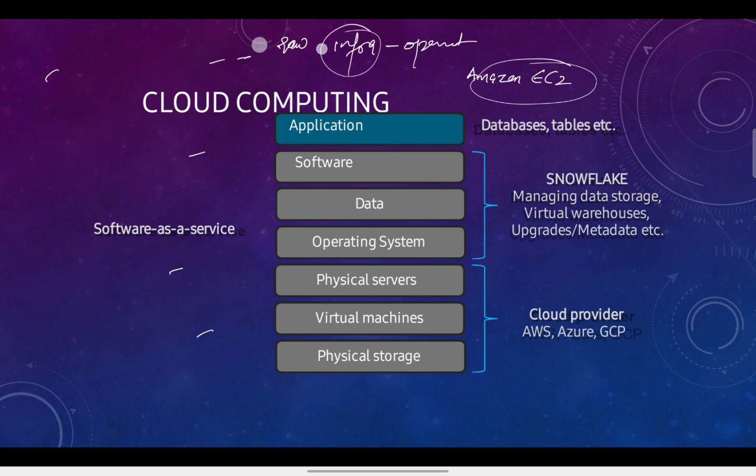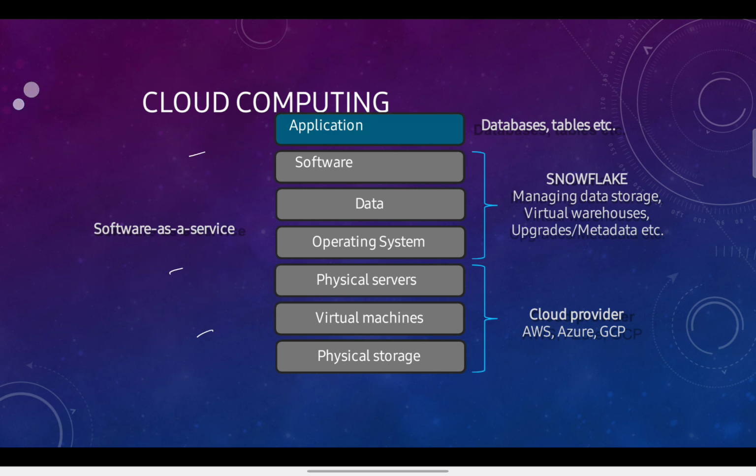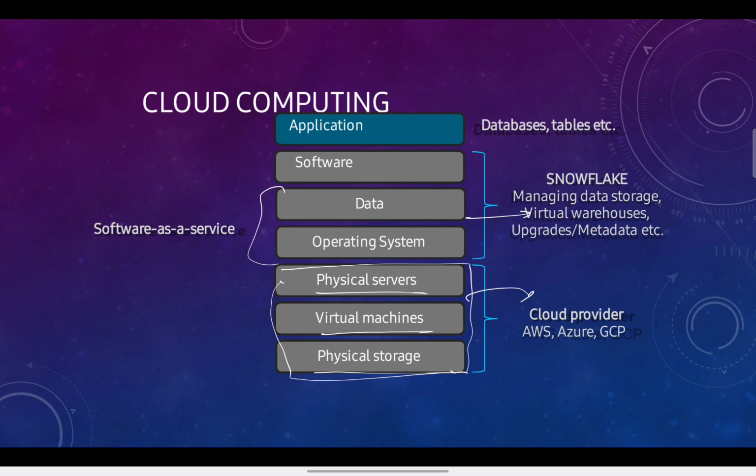So when it comes to cloud computing, physical storage, virtual machines, and physical servers are all managed by your cloud provider, AWS, Azure, or GCP. The operating system and data are managed by Snowflake, as well as the software. You just have to concentrate on applications, databases, and tables.